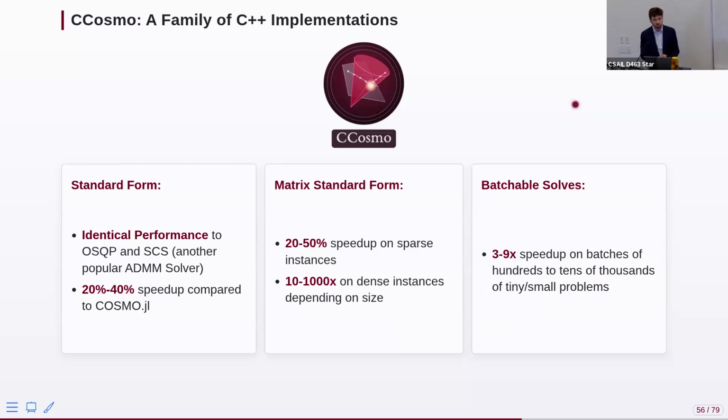And finally, for the batchable solve, batching optimization is actually very difficult to do. And so on a GPU, we see between 3 and 9 times speed up on large families. It's actually more a function of how big the programs are. Bigger programs parallelize better than this batch size.